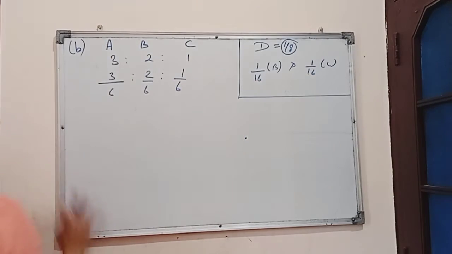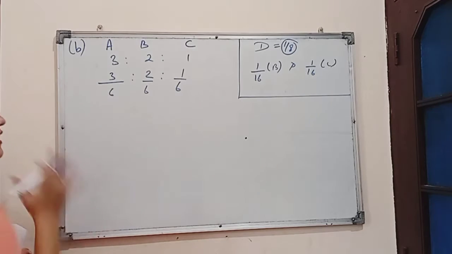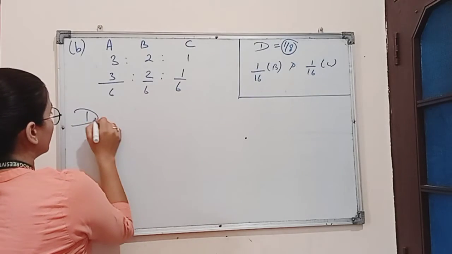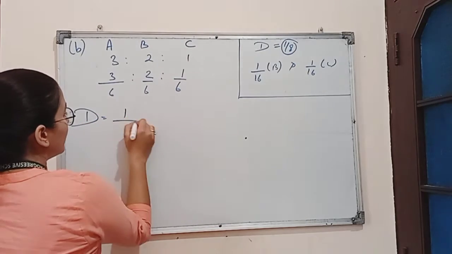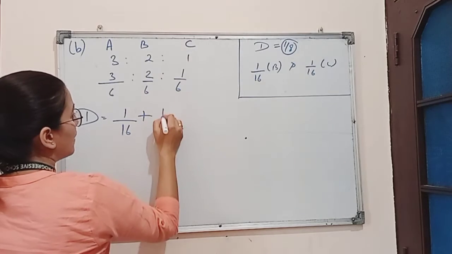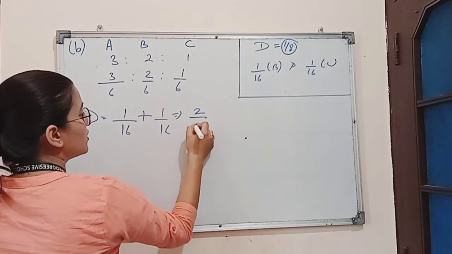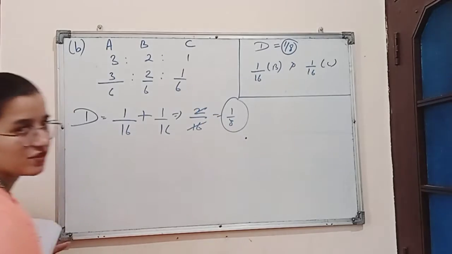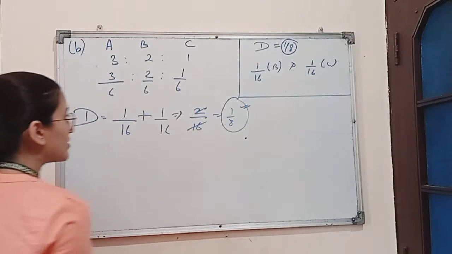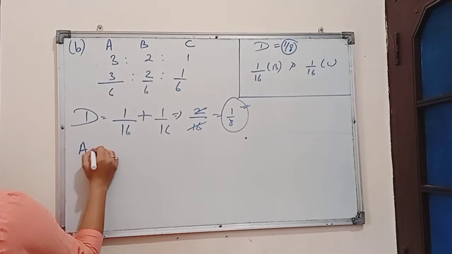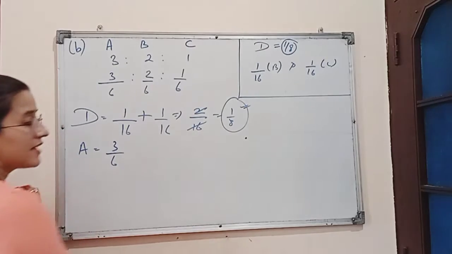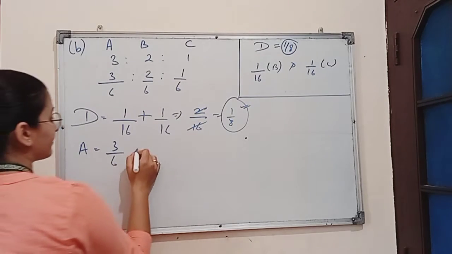So A has not surrendered any share, or D has not acquired any share of A. So now if we calculate D's share, D is acquiring 1 by 16 from B and 1 by 16 from C. So the total share of D will be 2 by 16 which is 1 by 8, which is already given in the question only. Now if we calculate the remaining share of A, as A has not surrendered any of its share, so A's share will be the same, which is 3 by 6.